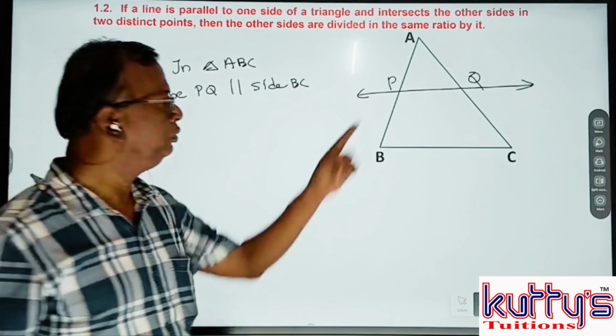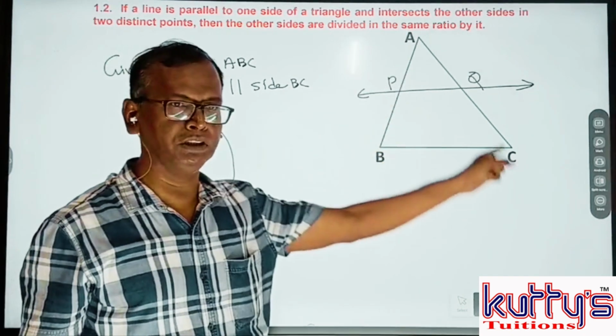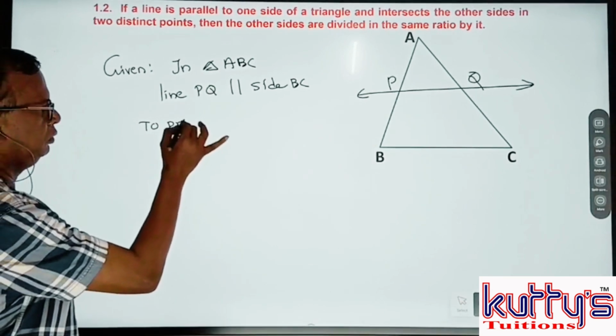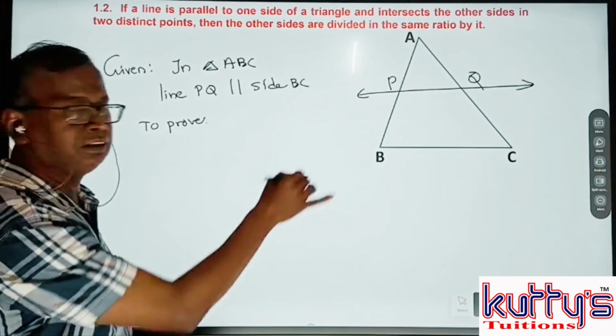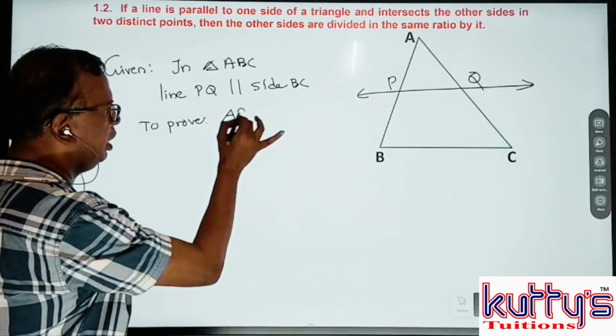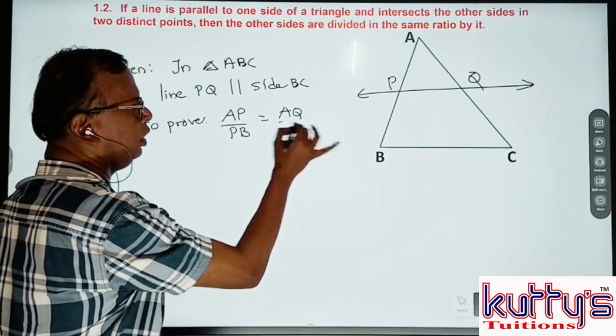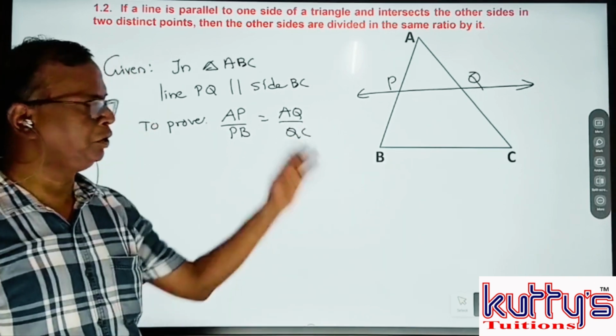And what you have to prove? You have to prove the ratio of this side and the ratio of this side are what? Equal. So that is to prove. The ratio of one side is what? AP upon PB is equal to AQ upon QC, right? This is what we have to prove.